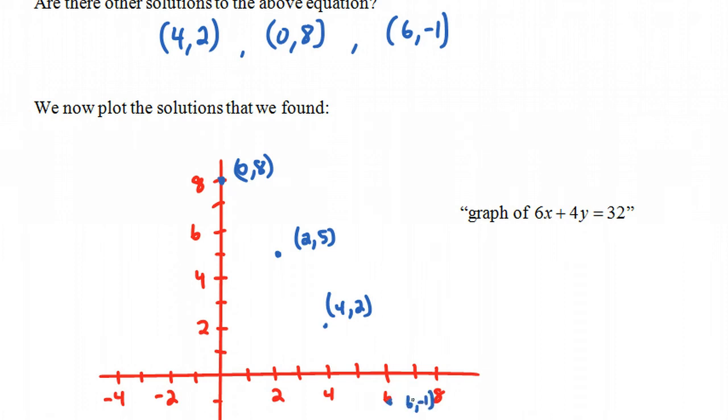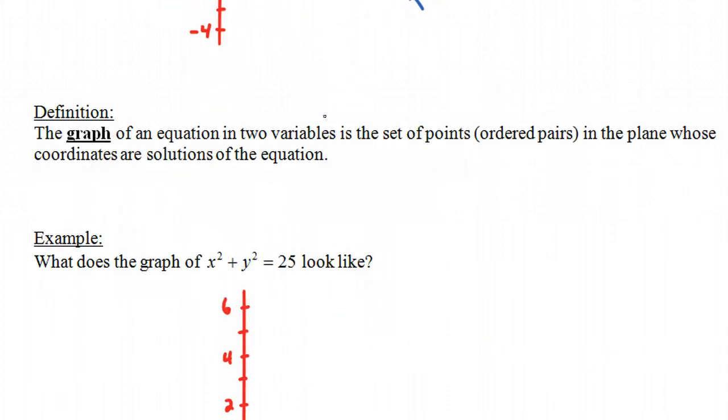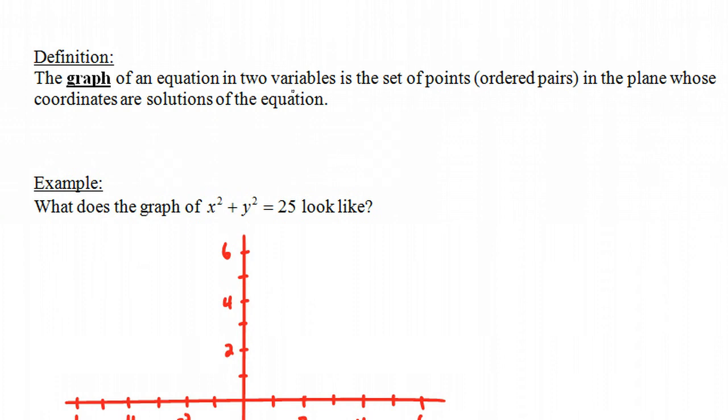Now notice that all of these points lie along the same straight line. In fact, all of the ordered pairs along this line are going to be solutions of that equation. And there are infinitely many ordered pairs along this line. They're all solutions of this equation. This line is what's called the graph of that equation. So let's define graph. The graph of an equation in two variables is the set of points, or ordered pairs, in the plane whose coordinates are solutions of the equation.